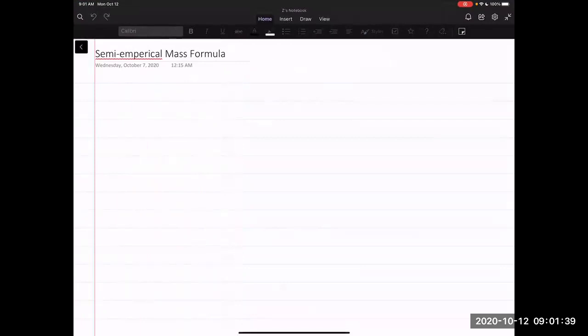Okay, so let's start. Today's topic is the semi-empirical mass formula. This is a very important topic. In fact, we have to put several different pieces from the last couple of weeks together. Okay, so let's start.